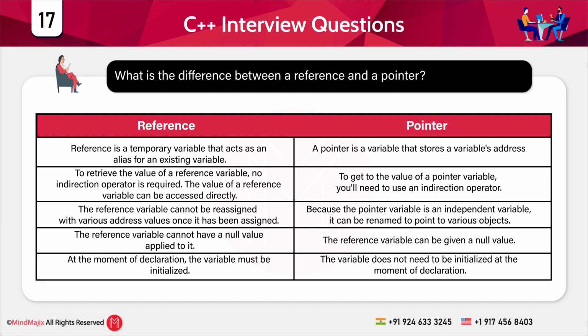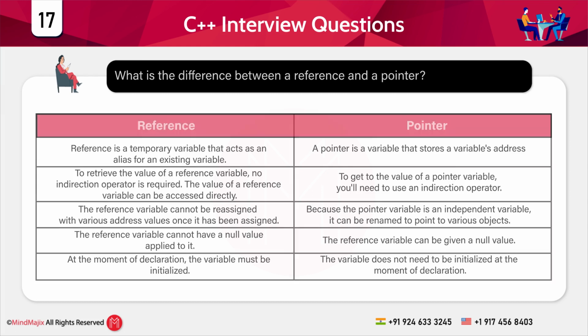But in case of pointers, you can have a null value associated with it. And last but not the least, at the time of declaration, the variable must be initialized for a reference. But in case of pointers, the variable need not be initialized at the time of declaration. So I hope this clears the difference between a reference and a pointer.